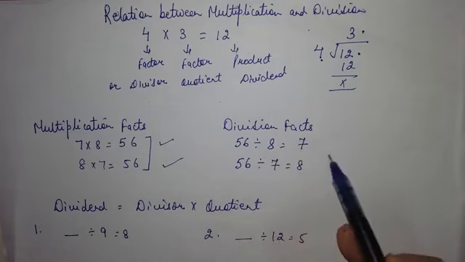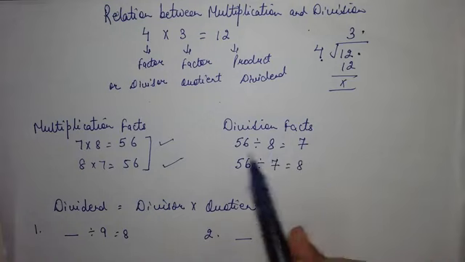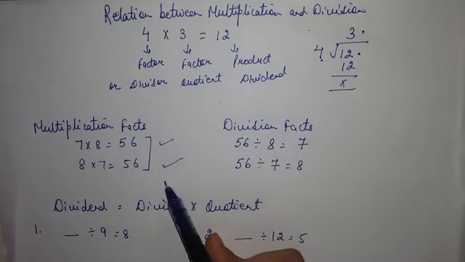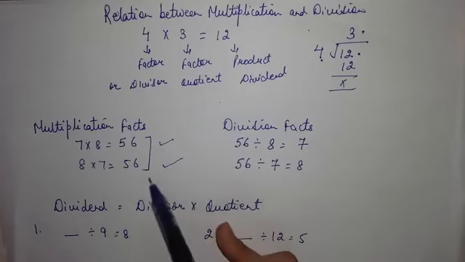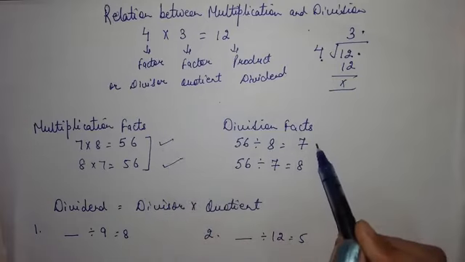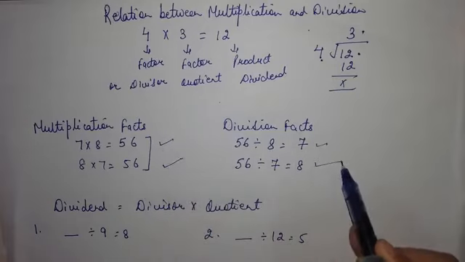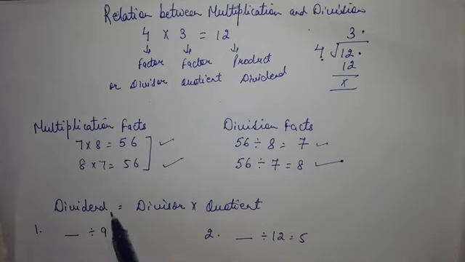So from the division statements, multiplication statements can be derived, and from the multiplication statements you can derive the division statements. Okay, this is the formula. Dividend equals to divisor multiply by quotient, which you have to apply here.